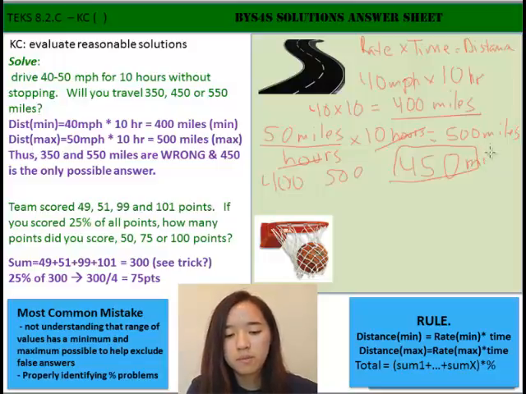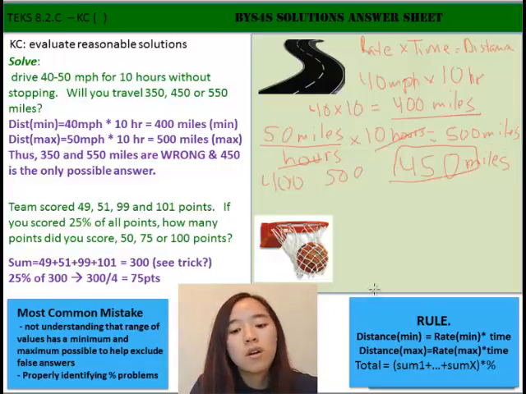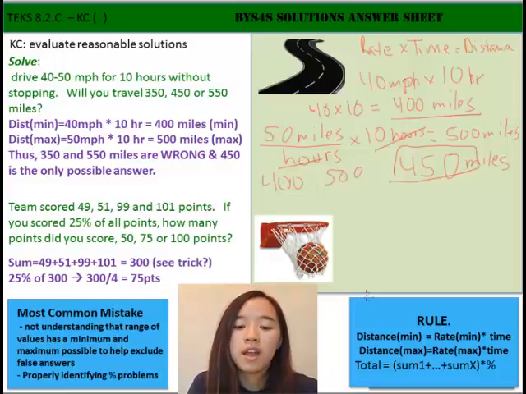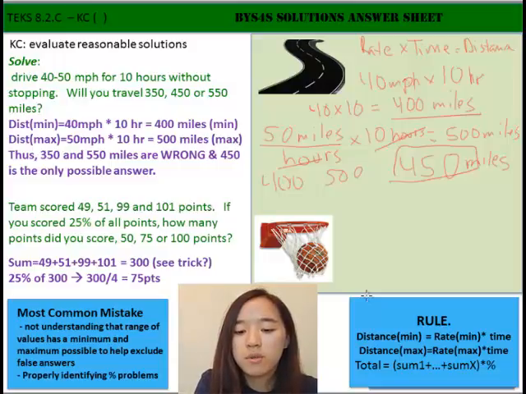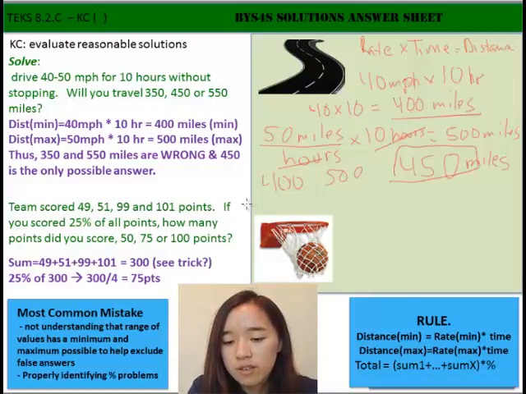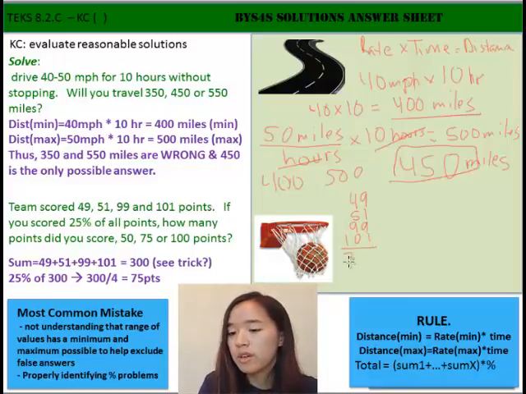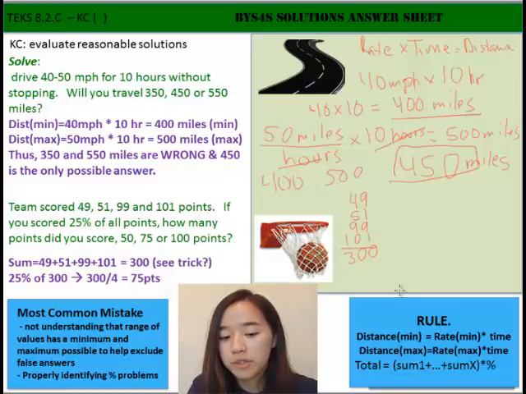Now let's look at our next problem. So the team scored 49, 51, 99, and 101 points. If you scored 25% of all the points scored in the game, how many points did you score? 50, 75, or 100 points? So first, we need to calculate the sum of all the points that this team scored. So 49 plus 51 plus 99 plus 101 equals 300 points. So there are 300 points scored altogether by the whole team.